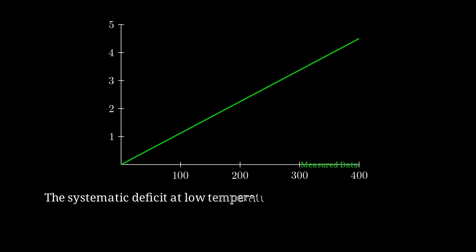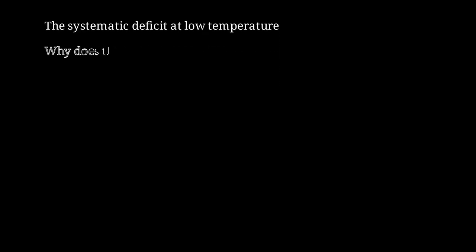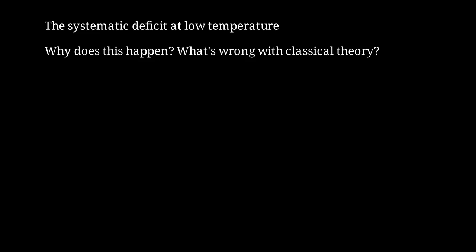Notice the systematic deficit at low temperatures. The measured values are far below the classical prediction. This was a major puzzle that classical physics could not explain. So why does this happen? What is wrong with the classical theory? This question puzzled physicists for years.